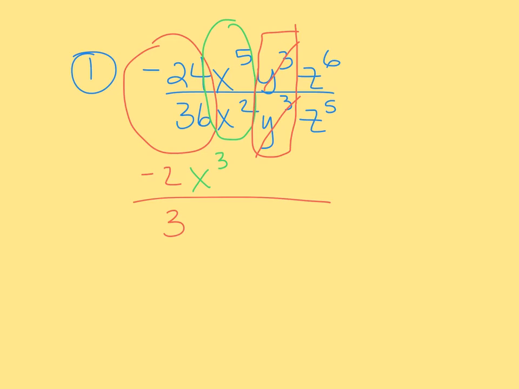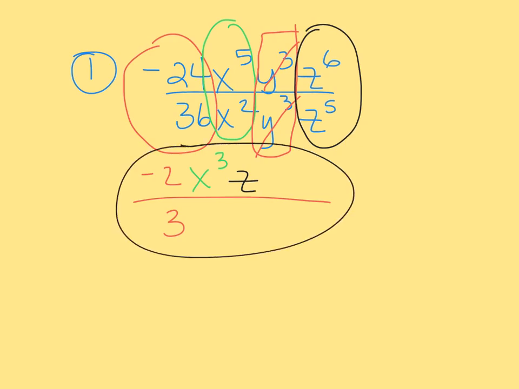That's done. All right, next, if we focus on the z's, z to the sixth, z to the fifth, which one wins by how many? The top wins by 1. So we're going to put a z on the top. You can put a 1 on the z, but because it's a 1, you don't actually have to do it. And that's your answer.